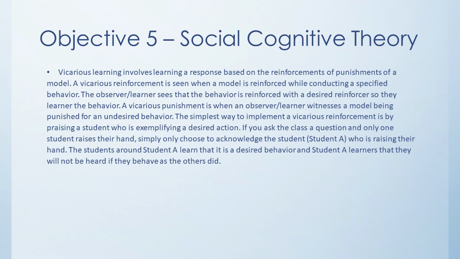The simplest way to implement a vicarious reinforcement is by praising a student who exemplifies a desired action. If you ask the class a question and only one student raises their hand, simply only choose to acknowledge the student who is raising their hand. The students around that student learn that it is desired behavior, and the student that you called on learns that they will be ignored if they choose to behave as the others. So in this one, you see vicarious learning and vicarious punishment.